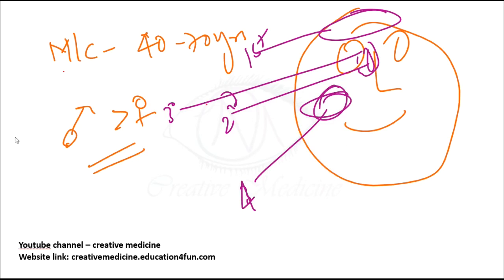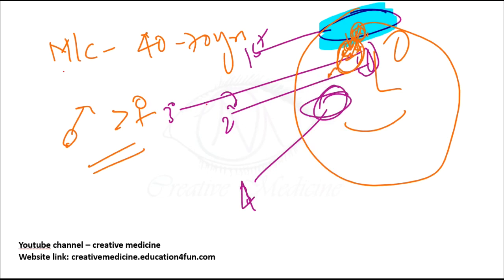Now if there is a mucocele in the frontal sinus, it is a non-tender firm swelling. It will push the orbit forward, downwards and laterally like this. The swelling is present mainly in this region, so it will push the orbit downwards and laterally.